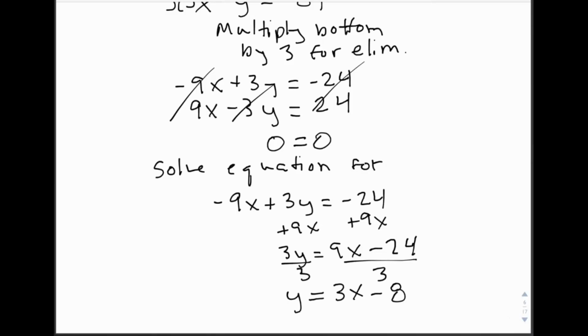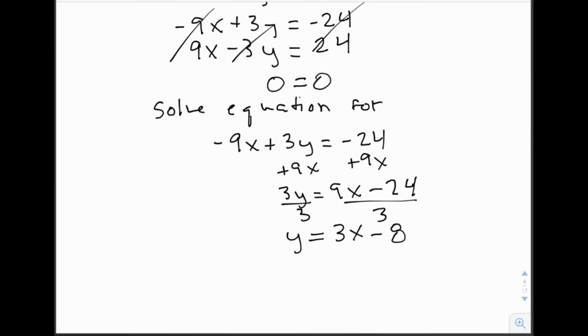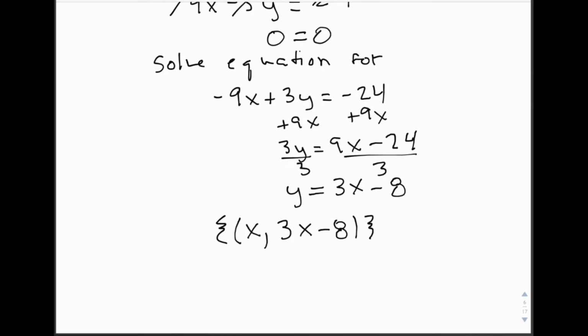And then we can use this for our final answer. Since we have an infinite number of solutions, the way that we can write this is x, and then the line y is equal to 3x minus 8. So we can just write 3x minus 8 because that's equal to y. Additional information that we can note is that it is dependent as well as consistent.